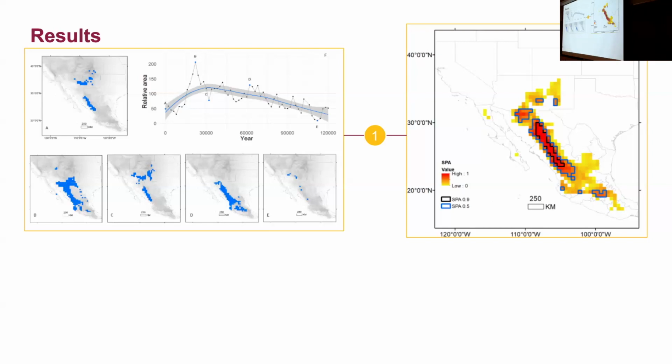So we stack all this information to find in which places the conditions remain along this time. Remember, we call this SPA, the suitability prevalence area. And we have this map in the contour. The black is the 90% of the time the species remains with suitable conditions. The blue is 50% of the time. You see here, here, and here.